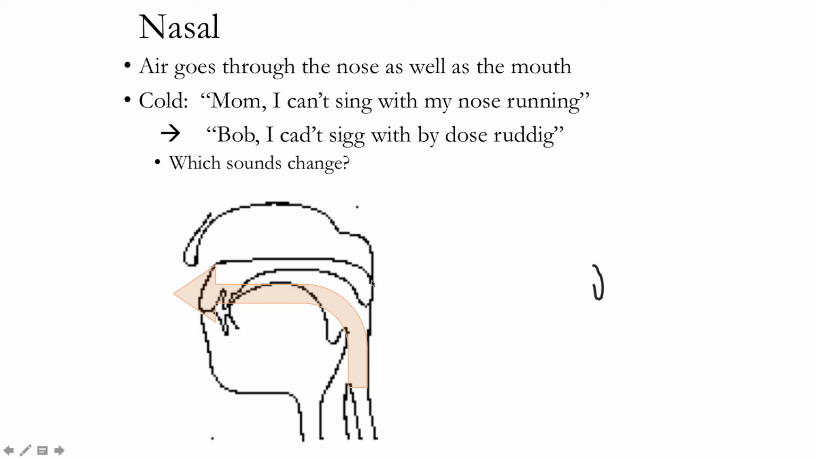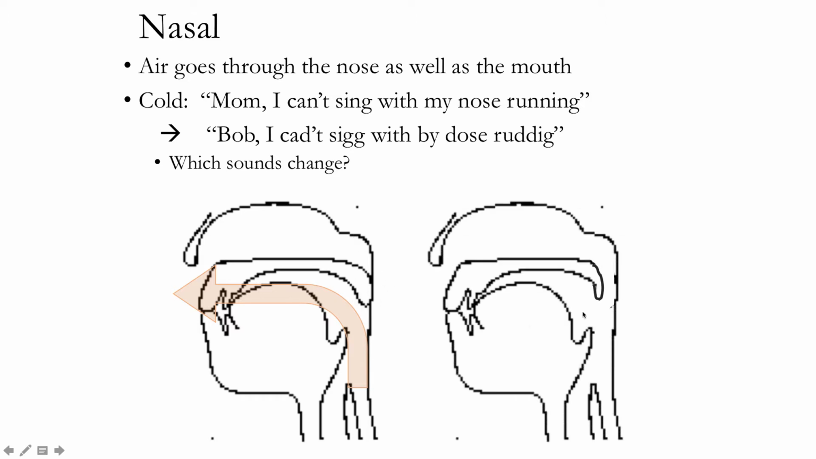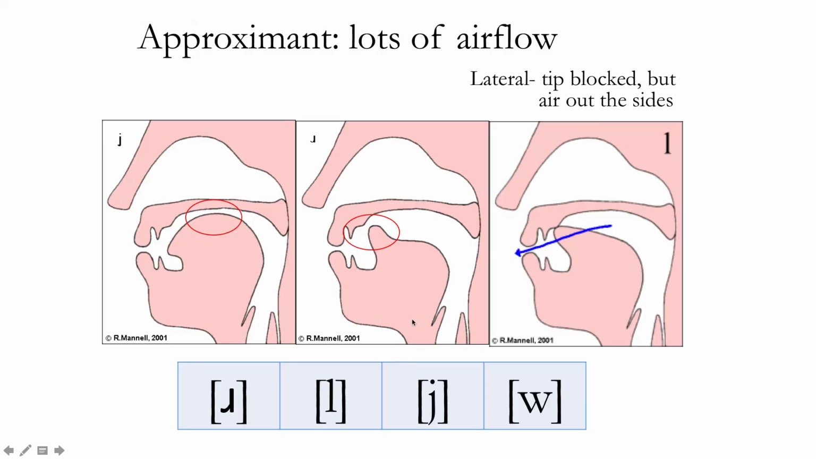So this is with an oral stop. The back is closed off here, so no air can come out. In the nasal version, the soft palate, the uvula, opens up, so air can come out my nose and come through there.